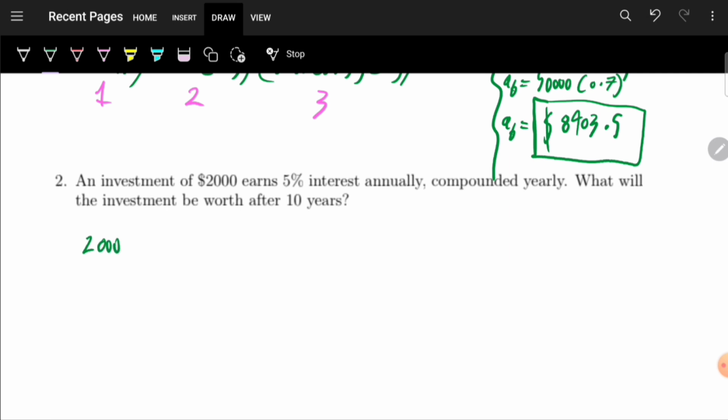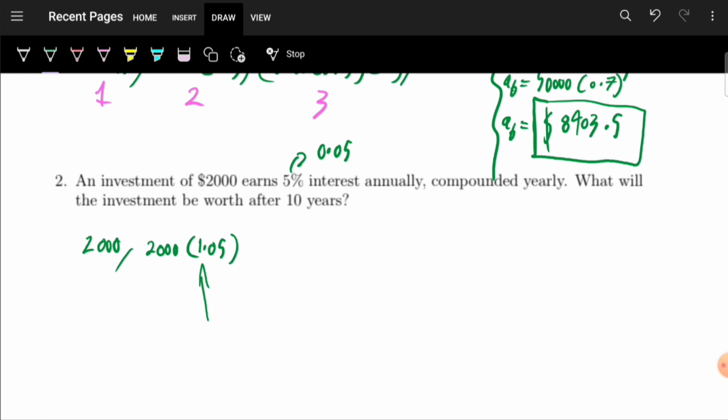So it's initially worth 2,000 and earns 5% interest. That means in 1 year, the 2,000 is going to be worth 2,000 times 1.05. We talked about why there's a 1 here, and it's not just the decimal value of the percentage, which is 0.05. I talked about the reason behind the 1 being there in the video about geometric sequences.